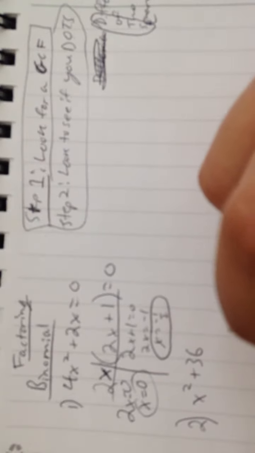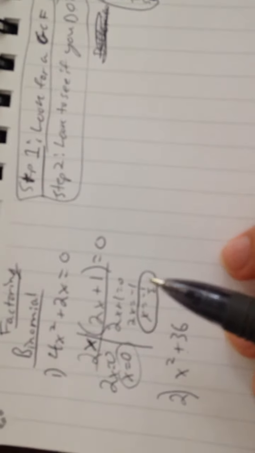So a very basic example, we could do x squared plus 36. The problem with this is that there's a plus, alright? And difference of two squares, difference, right, of two squares. So you know that x squared is a perfect square, and 36 is a perfect square, but you can't do anything with this because it's not a difference.